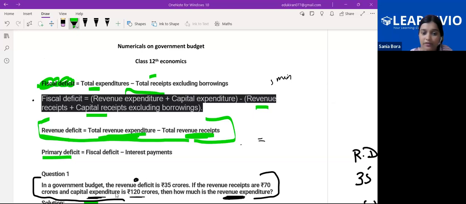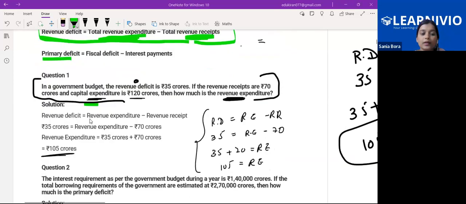Why? Fiscal deficit, where is the fiscal deficit given? Nowhere. Okay, ma'am. 35. RE equals to PE minus PR, because PE is not given, zero. Revenue expense, revenue, 70. 35, 0, 70. So from there it will be plus. Done. Okay, ma'am. Now this one. Just think which formula you will apply. The third formula I have to apply.